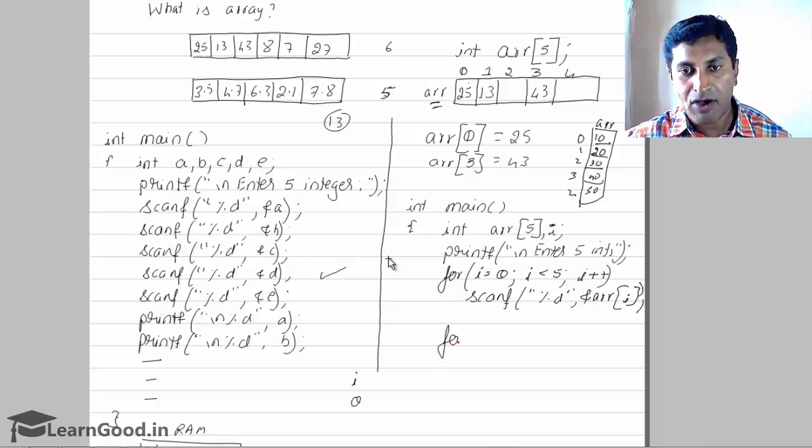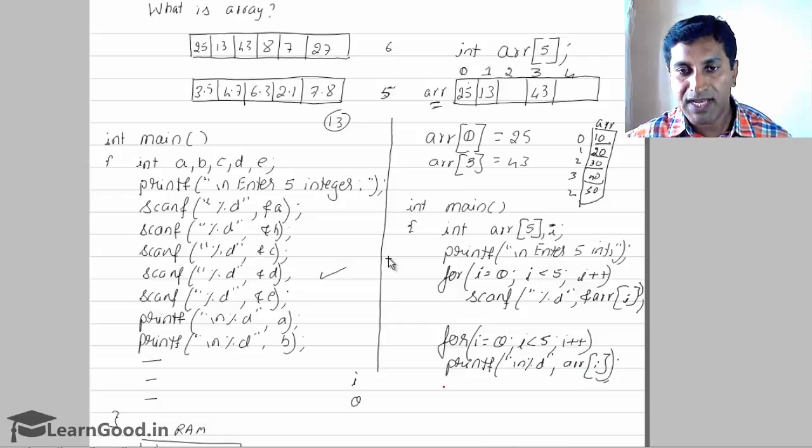Same thing for displaying all these 5 values. You can take one more loop. I equals to 0, I is less than 5, and then I plus plus. And you can give a printf of \n %d, that is ARR of I. So it will display ARR of 0, ARR of 1, ARR of 2. So like that all the 5 elements' values will be displayed.